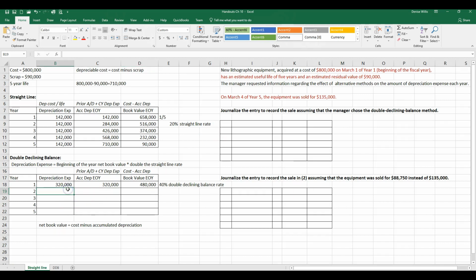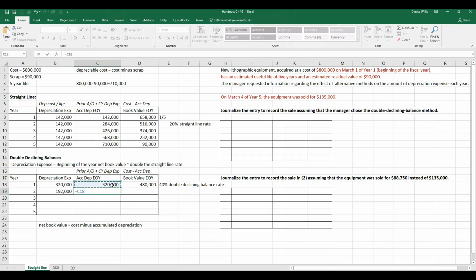Now, when we go to year two, remember we said depreciation expense is going to be calculated as our beginning of the year net book value times double the straight line rate. Okay, whatever the end of the year book value is for year one is the beginning of the year net book value for year two. So this is going to equal $480,000. Okay, times our 40% rate again. Okay, so now it's $192,000 for year two.